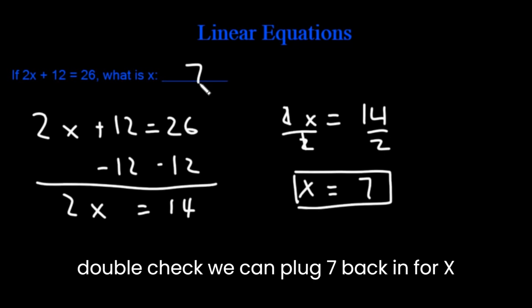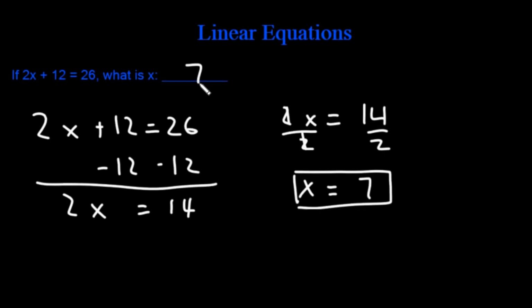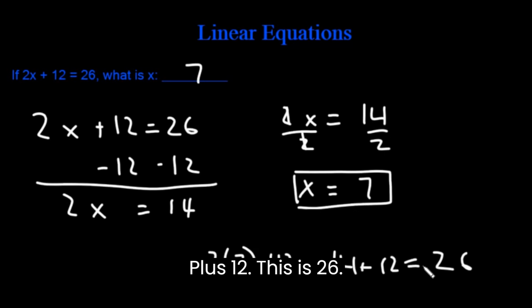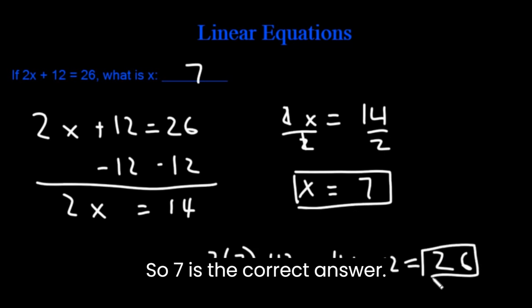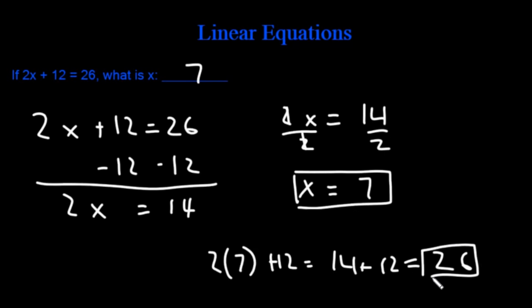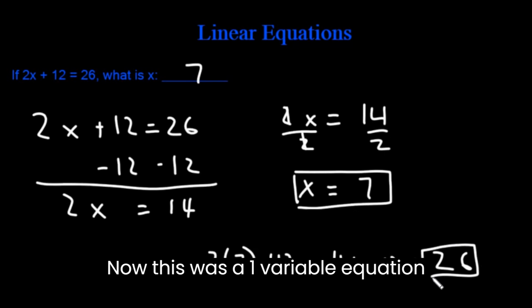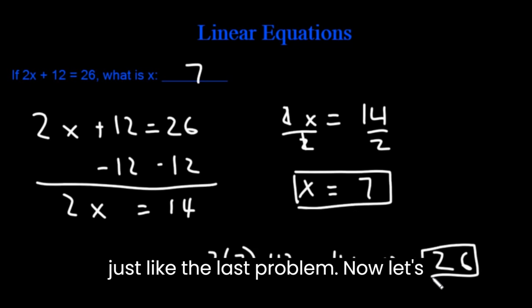And just to double check, we can plug 7 back in for x. So we can do 2 times 7 plus 12 is equal to 2 times 7 is 14 plus 12, this is 26. So 7 is the correct answer. Now this was a one variable equation, just like the last problem.